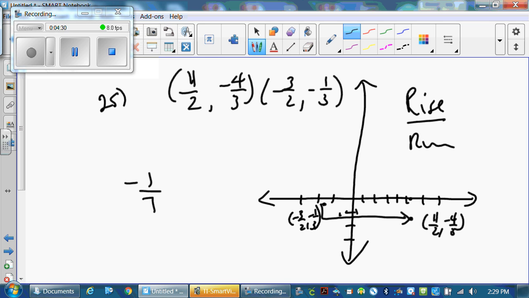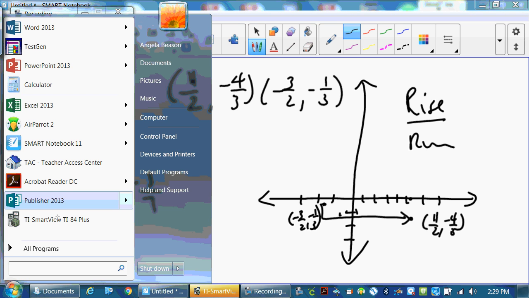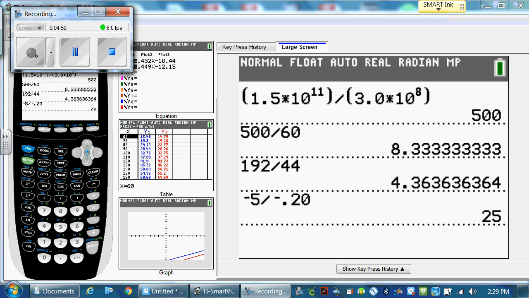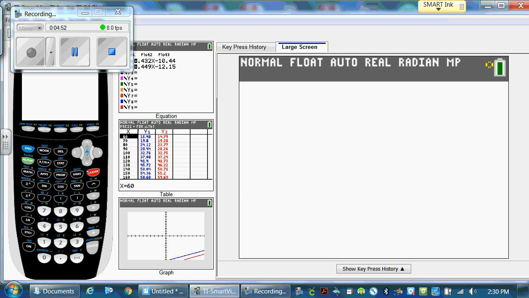If you can't count like that, it would help if I had graph paper and I wasn't trying to do it on this paper where the lines aren't even. But if you can't do it like that, then you can always set up an equation on your calculator or subtract on your calculator. I'm hoping this shows up in a second. Let me pause and get the calculator. All right, here's the calculator. So I'm going to use the alpha y equals.